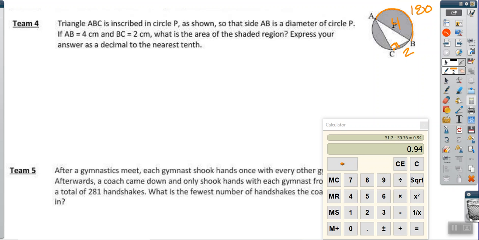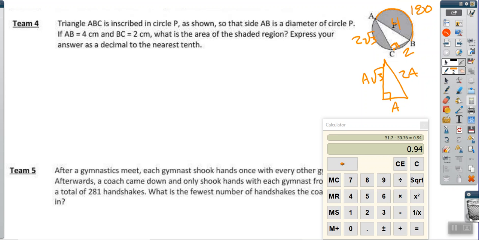We have a 30-60 right triangle. So we always have to be thinking about these special case right triangles. And you'll remember that in a 30-60 right triangle, if the smallest side is A, the longest side is 2 times A, and the longest leg is going to be A times the square root of 3. So in this case, we know that AC is going to be 2 times the square root of 3.